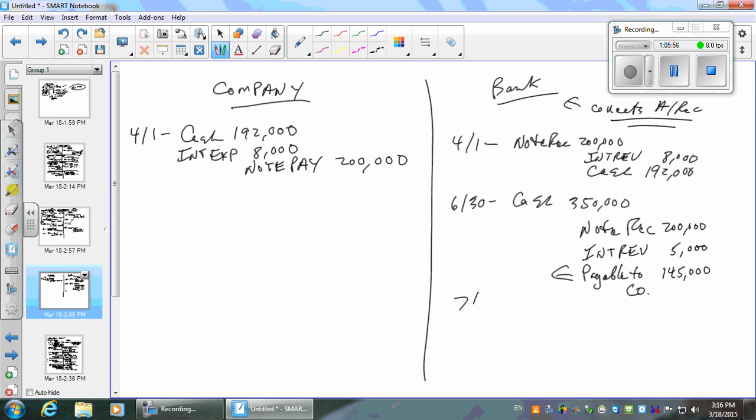Okay, and then what would the company do on July 1st? They have to give the money, right? So payable to company. How much? 145. So this is simple. It's no big deal. And the 145 comes out of cash, right? So they end up at exactly the same place, either way. And then what would the company do on July 1st? Debit cash 145,000 and credit receivable from bank.